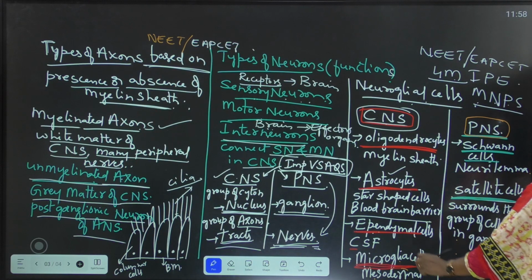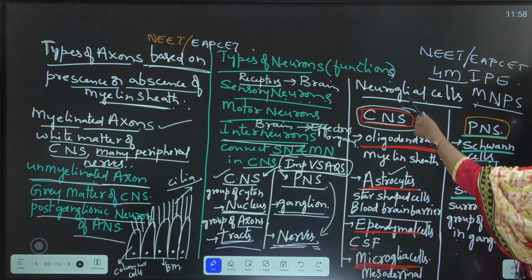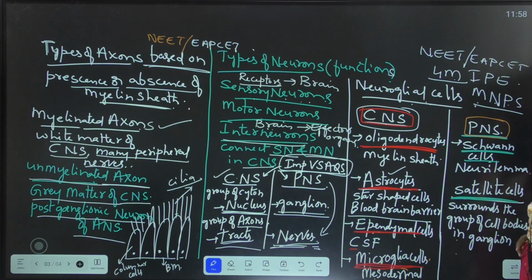Okay, this is about the neuroglia, the 4 types of neuroglial cells of the central nervous system. Neuroglial cells are important for 4 marks questions also.